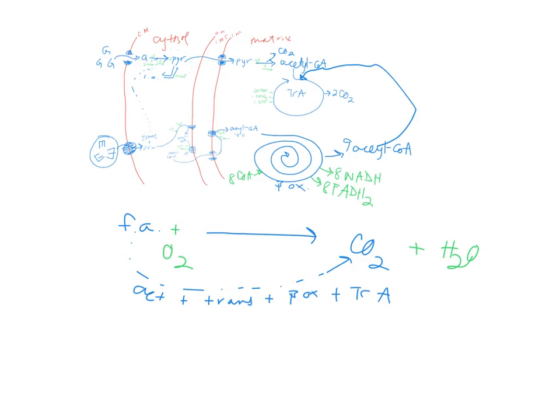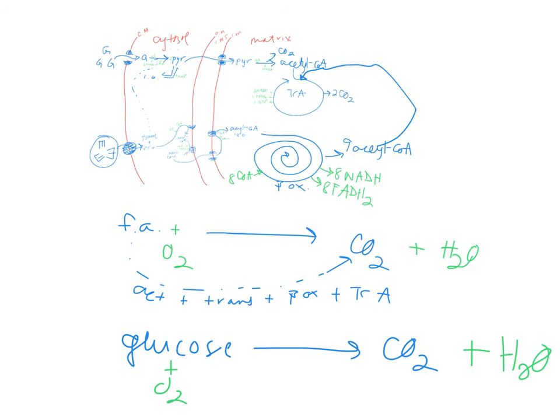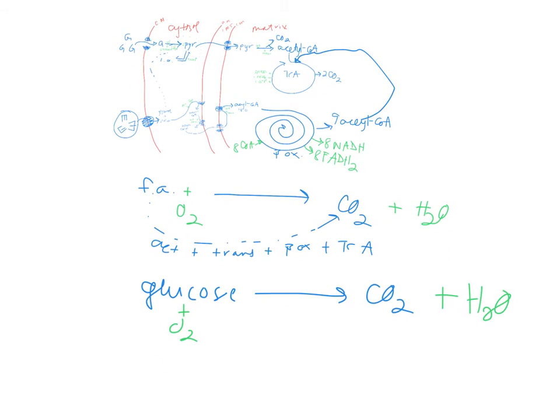Analogously, if we have glucose being oxidized to CO2, and again, eventually this is going to be a combustion reaction. In order to get glucose to CO2, it's glycolysis plus the PDC, or a bridge step, plus TCA cycle will get us to CO2.